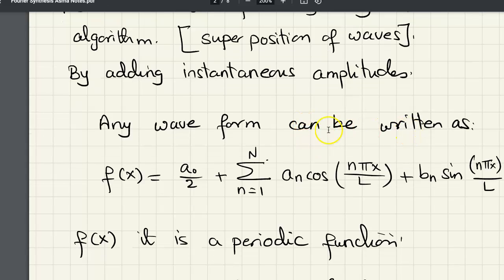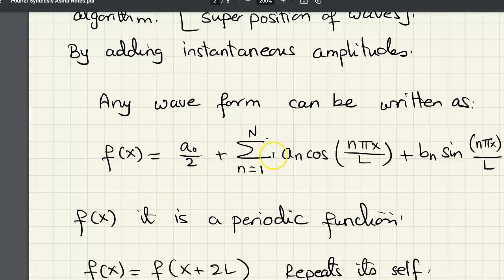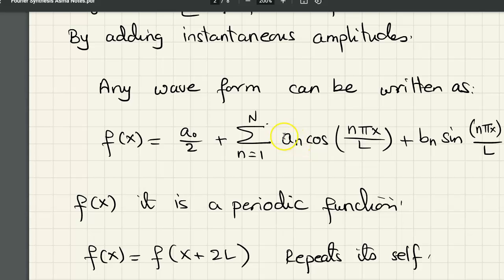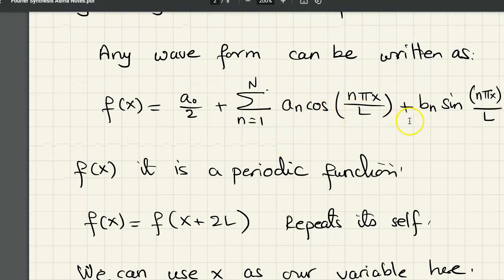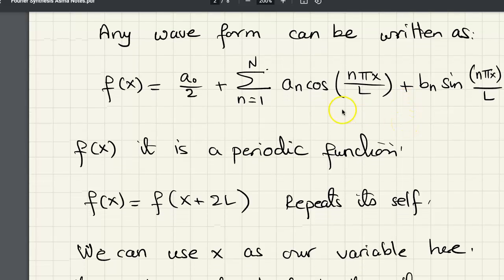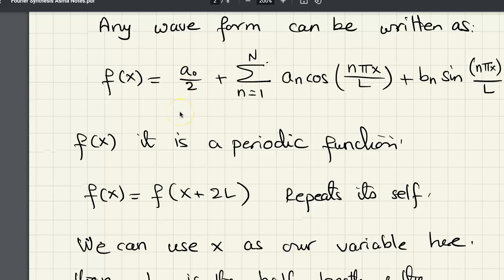Any wave can be written as f(x) equals this is a constant term, plus the cosine terms, plus the sine terms. And you can see here there is what is called the amplitude, An, Bn. Now, we know that f(x) is a periodic function, it repeats itself, then f(x) equals f(x) plus 2L. 2L here is representing the wavelength of the wave.